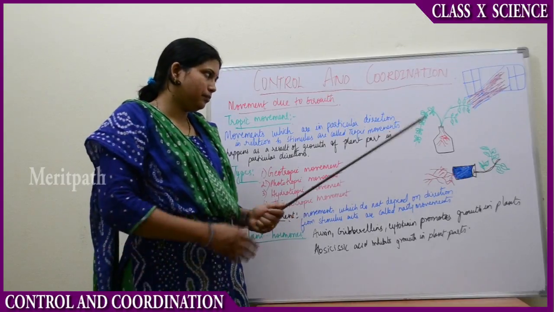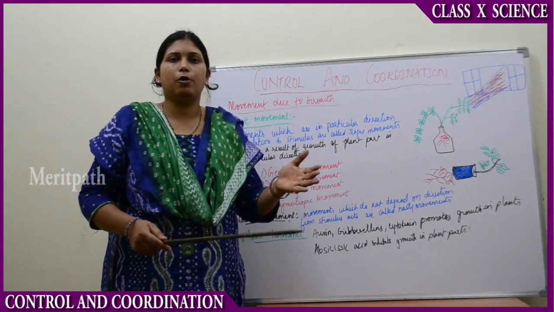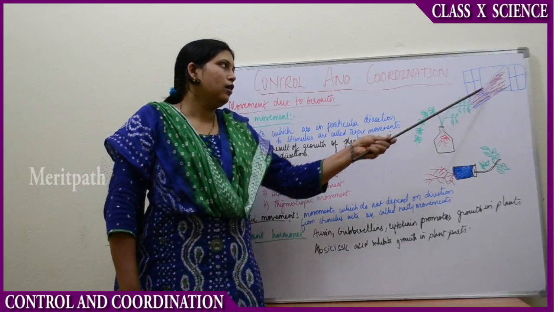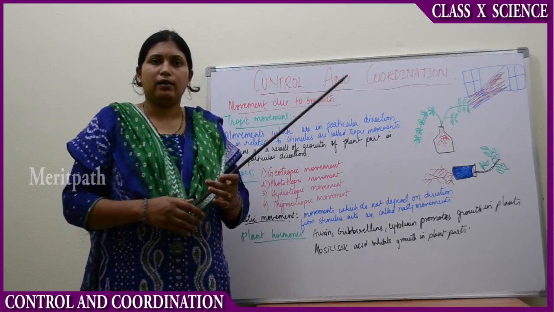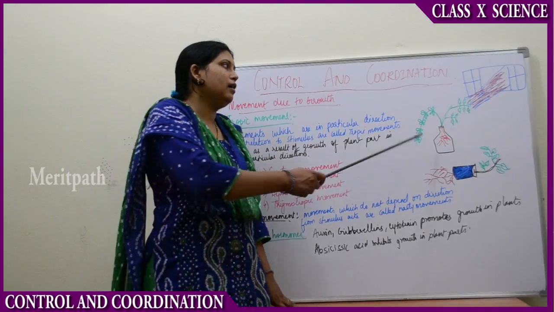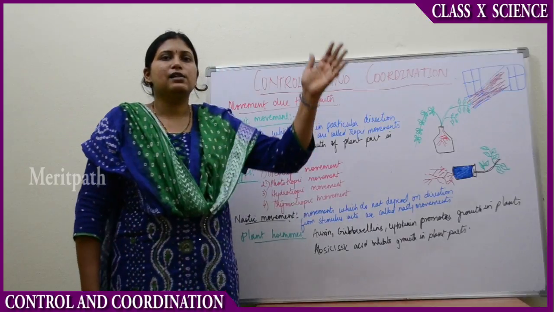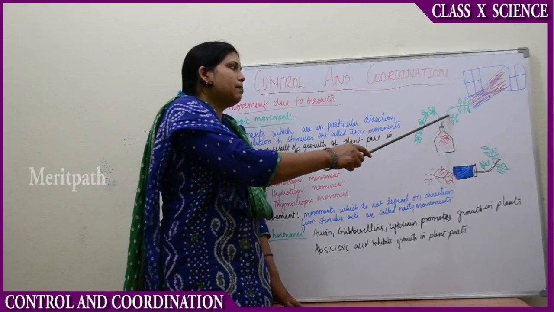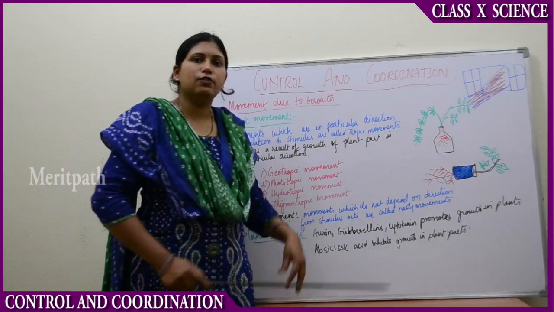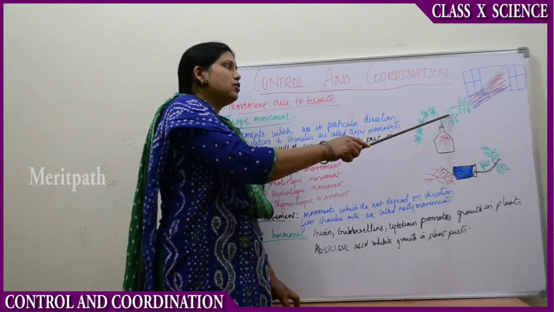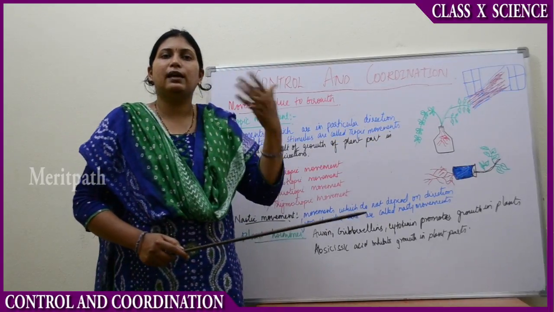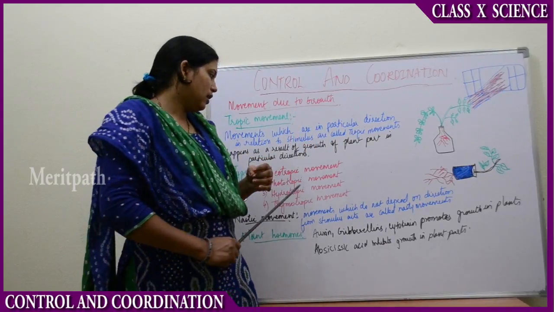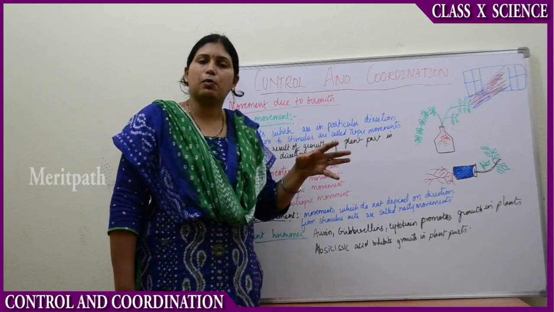So suppose we take a dark cardboard box and put a potted plant in it, and we make a small hole from where the sunlight passes to the plant. Then that portion of the plant which is facing towards the sun will start growing in the direction of the sunlight and will show a bend like this. It starts bending towards the source of the light. So it is showing phototropic movement in response to the light.